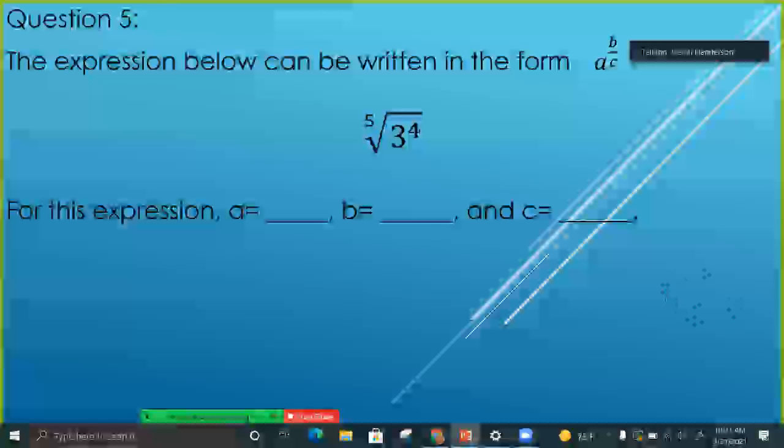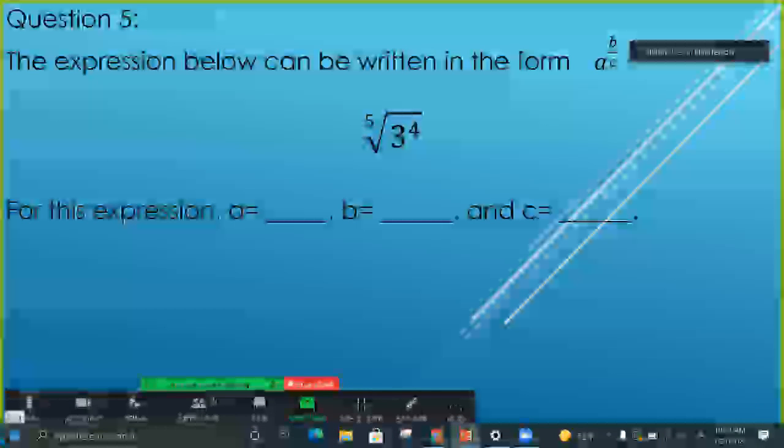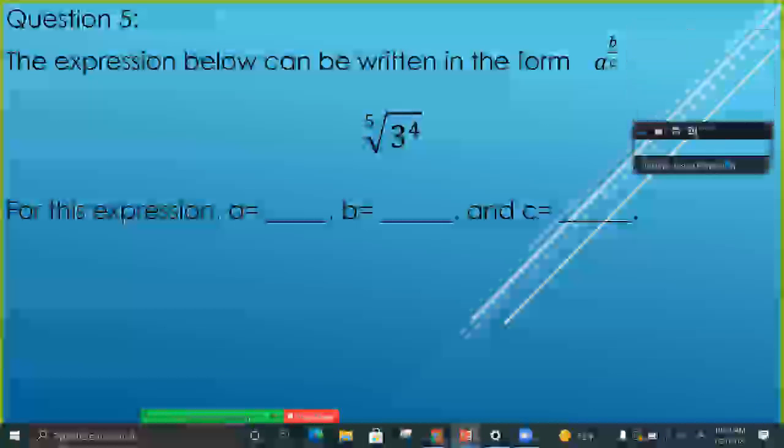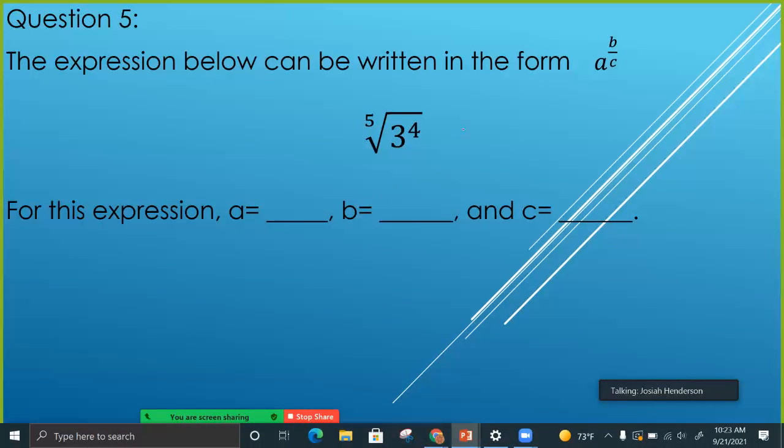So we did a couple problems like this, I guess, last week. Here, we are converting, like Braden was mentioning earlier, to the radical form. So we've got the expression below can be written in the form a to the b over c power. And what do we see? We have the radical. We have the 5th root of 3 to the 4th power.